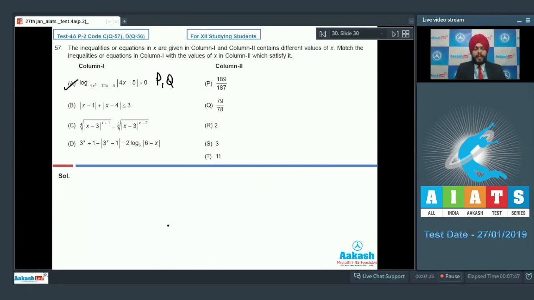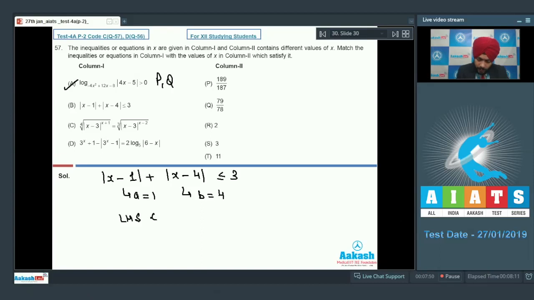For B part, we have modulus of x minus 1 plus modulus of x minus 4 less than equal to 3. We know that the range of modulus of x minus a plus modulus of x minus b is modulus of b minus a to infinity. So if a is 1 here and b is 4 here, the range of this LHS is 3 to infinity. The inequality is saying that it is less than equal to 3. So that means LHS has to be equal to 3.